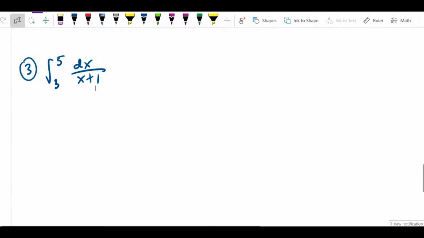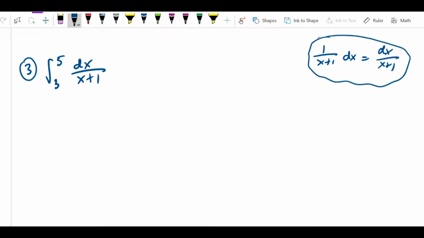Okay, so another example, we're going to find the integral from 3 to 5 of 1 over x plus 1 dx, which I've written in this more compact form with the dx just in the denominator. Just recall that 1 over x plus 1 dx is the same thing as writing dx over x plus 1. So that's why I can write it that way, and you should get used to that notation.